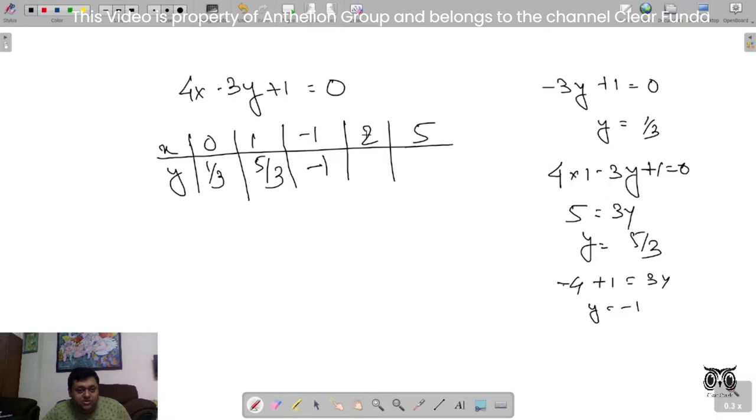Then if x equals 2, then this is 3y equals 8 plus 1, 9. So y equals 3. So this becomes 3. And for x equals 5, 5 fours are 20 plus 1, 21. 21 divided by 3, 7. So this becomes 7. So you see, at these various points, you always keep getting this particular kind of thing.